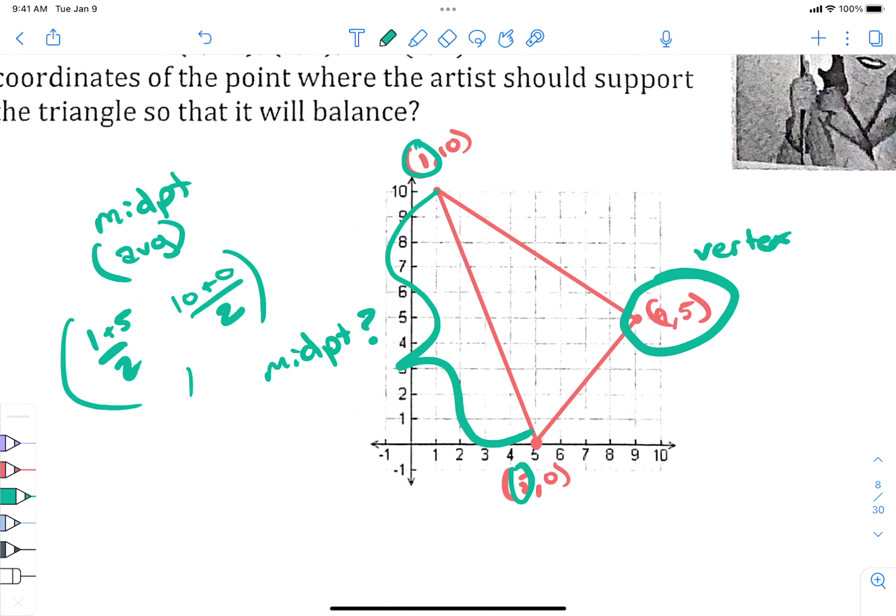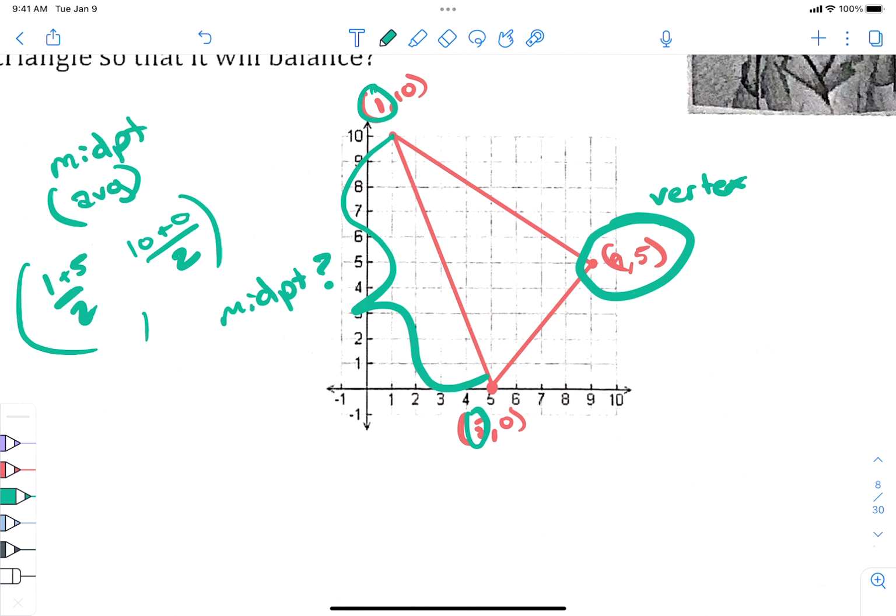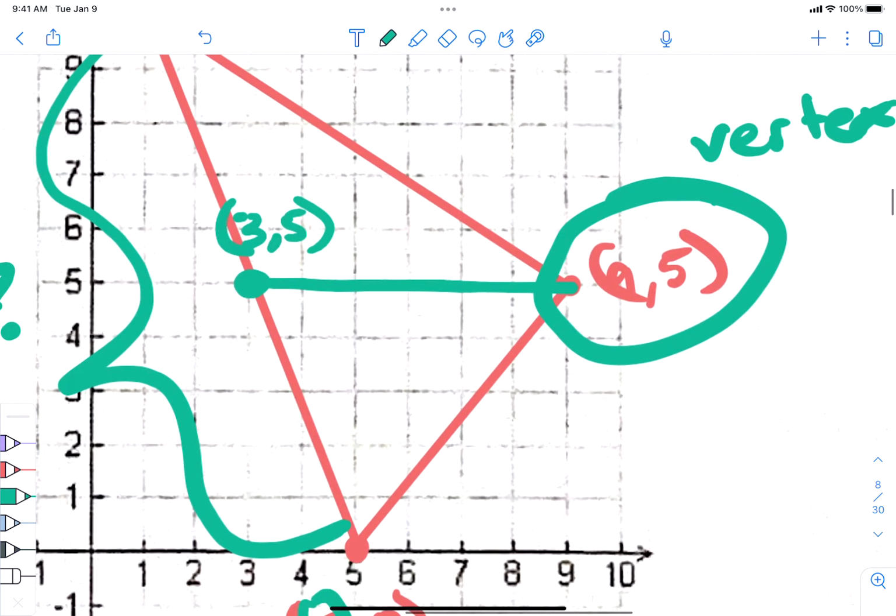Okay, what's 1 plus 5 divided by 2 going to be? 3, comma, 10 plus 0 divided by 2 is going to be 3, comma 5. So the center there, or the midpoint there, is 3, comma 5. Boom, it makes a horizontal line straight across. Okay, you see that? That's my one median that I have.